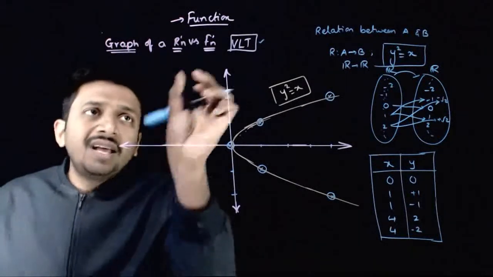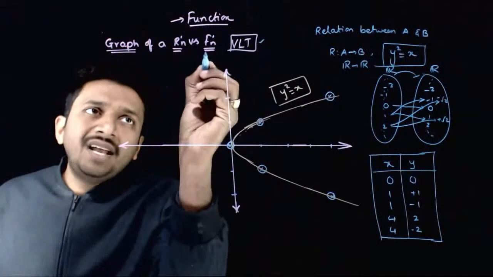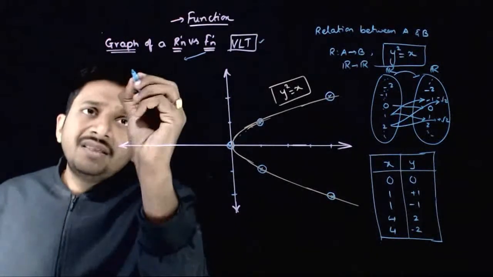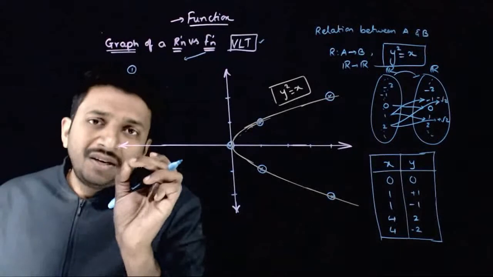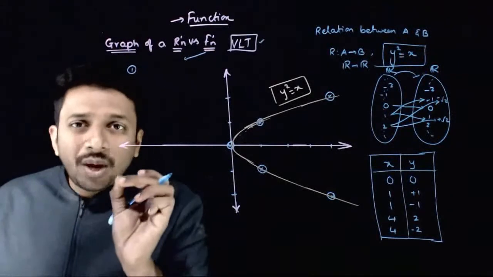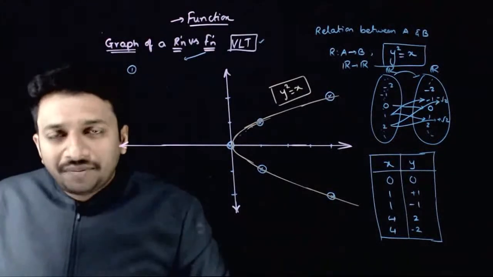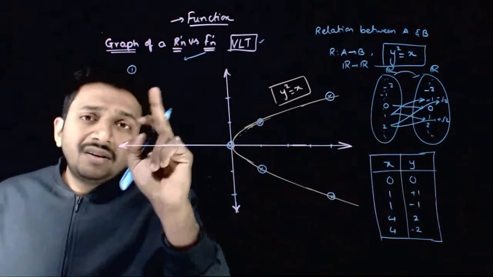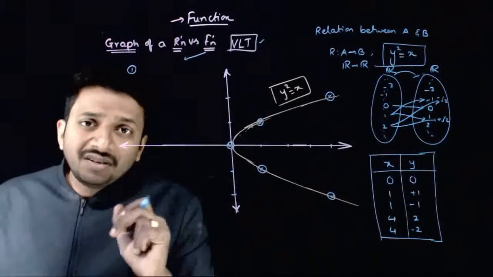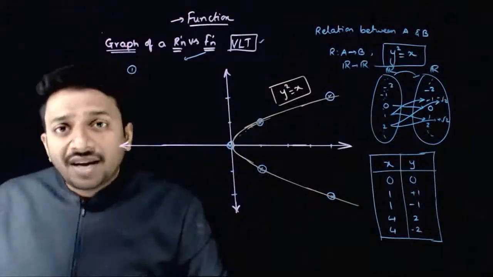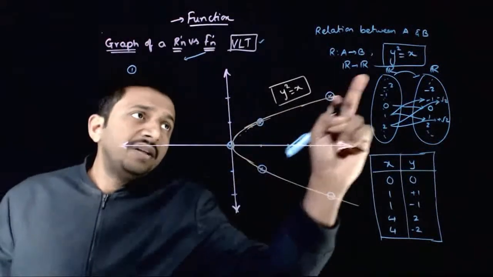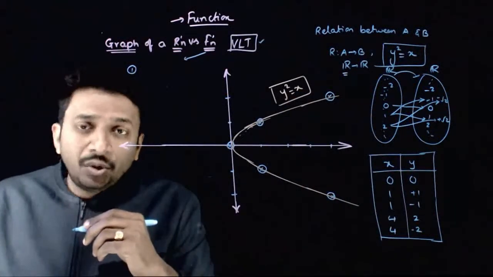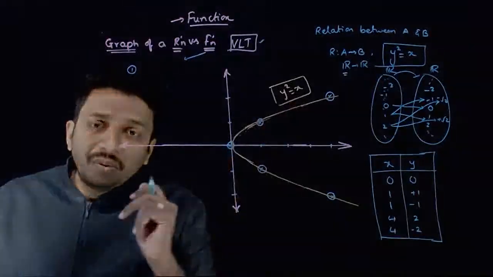So we know that a function is a relation which satisfies certain conditions. What are the conditions? Every element in the domain should have one and only one image in the codomain, right? So now let us check whether this relation, this graph satisfies the conditions. So first condition, every element in the domain has to have an image. So to check that, I'll draw.